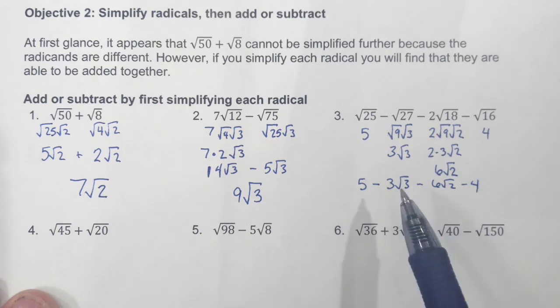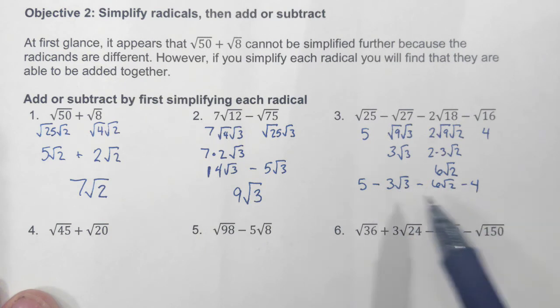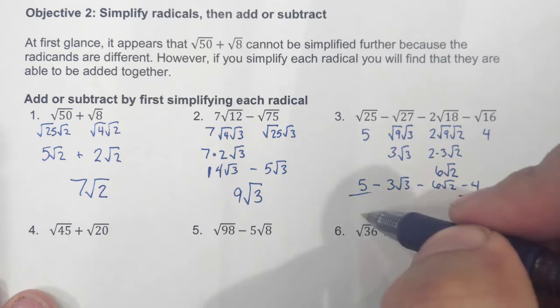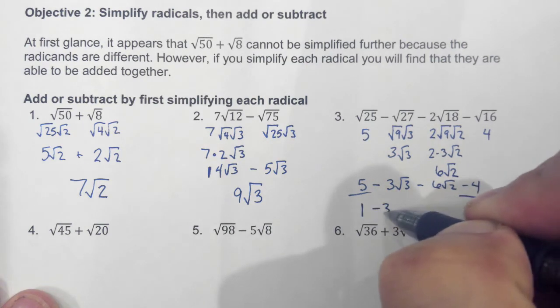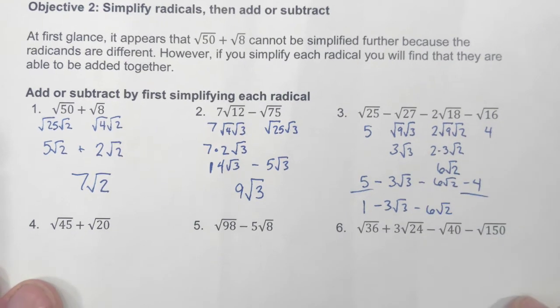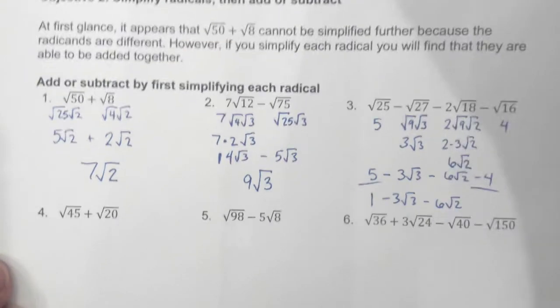So which of those can go together? Well, the square root of 3 and the square root of 2 are different, so those can't go together. The only things that I can put together is the 5 minus 4. 5 minus 4 is 1, and then everything else will be rewritten. If you want to, again, pause the video here, try 4, 5, and 6. See how you do.